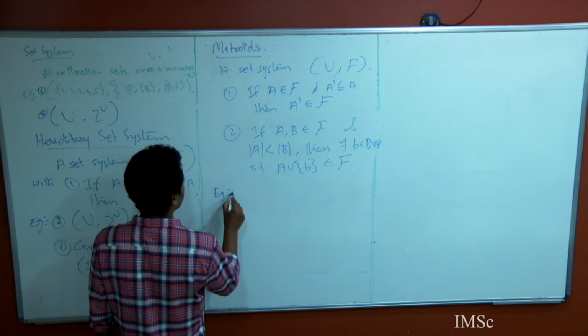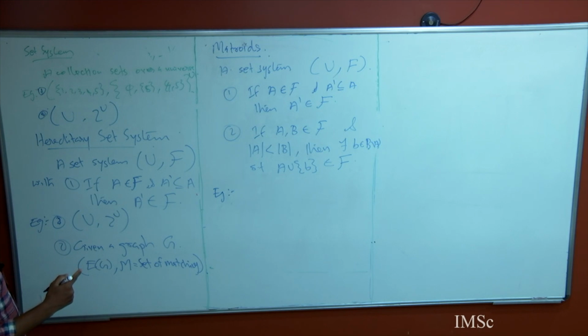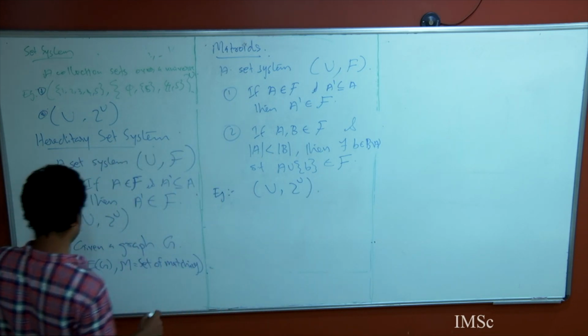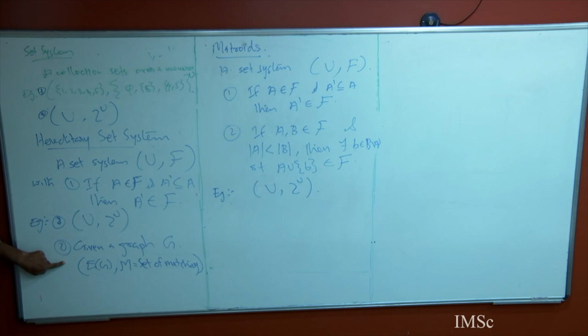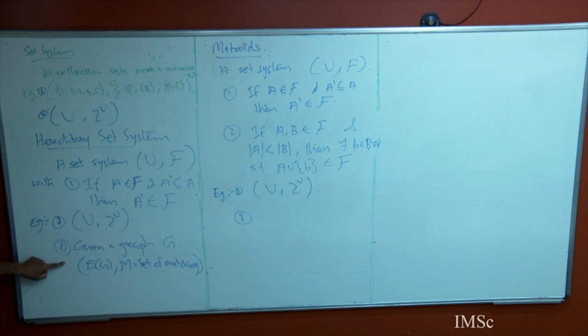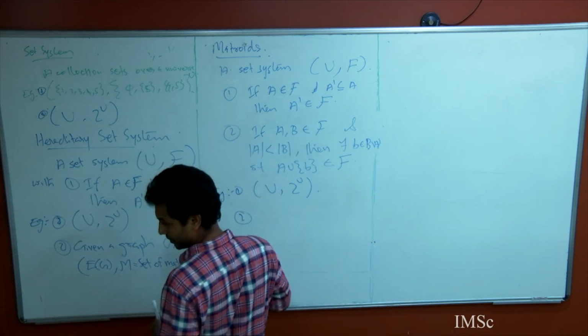So, examples. Can you pick one from this? This one? Okay. And what about this? This is not, because this property will not be satisfied. We will see it.